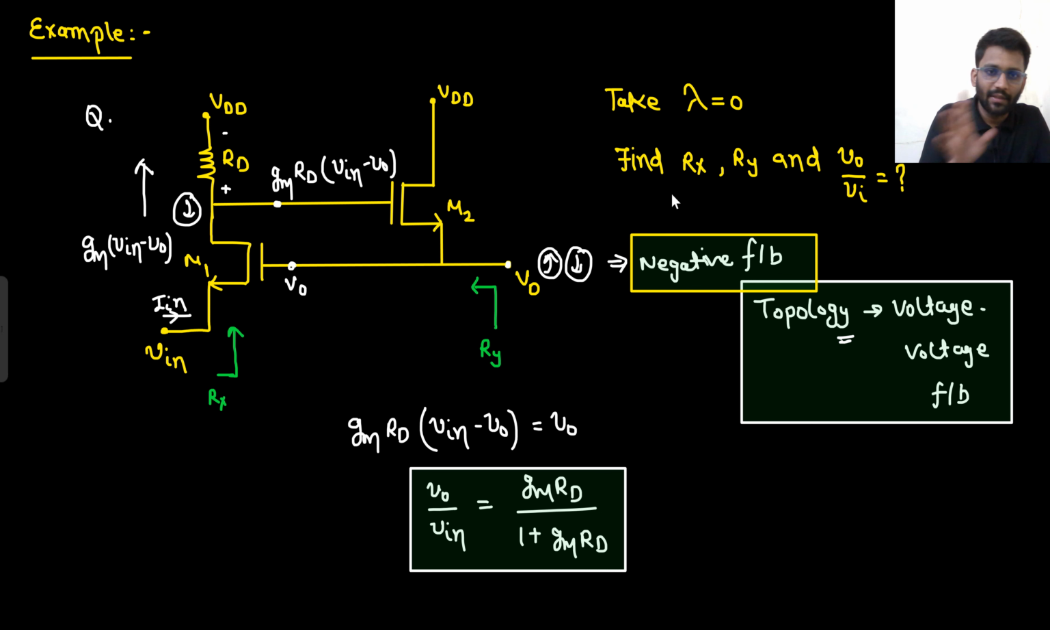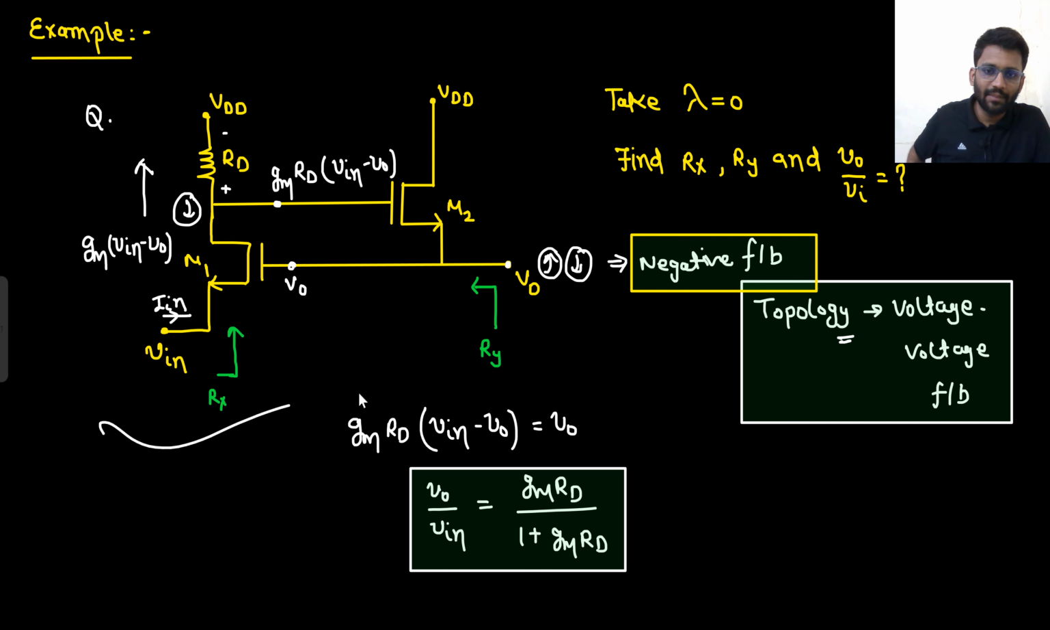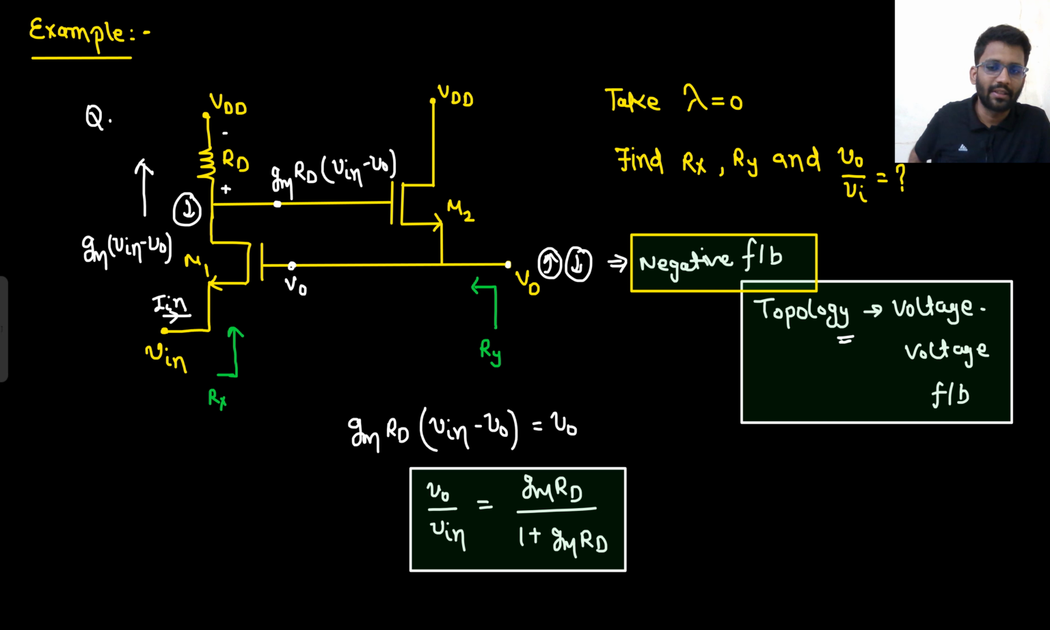So in the question, what did I ask you? I asked you these three questions, that you need to find the Rx value, Ry value and V naught by Vin value. Now if this circuit is coming in front of you in the examination or in the interview, and my question is find Rx, Ry and V naught by Vin, will you be thinking about feedback topology here?